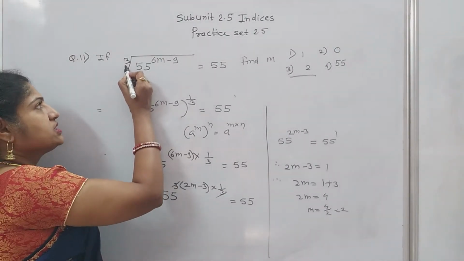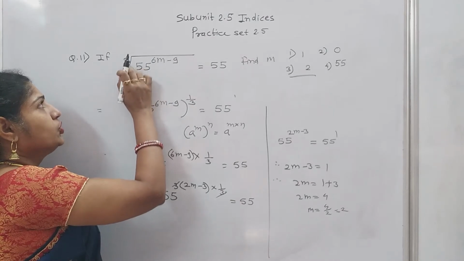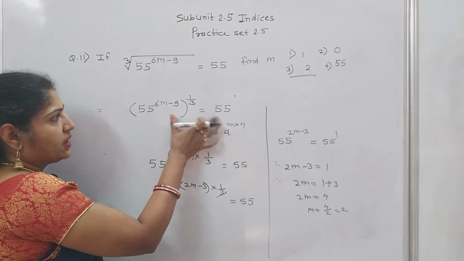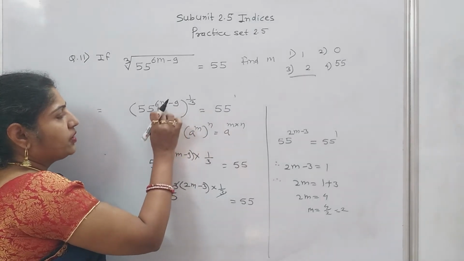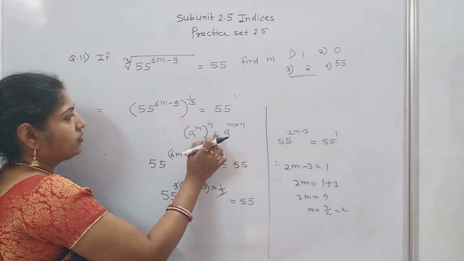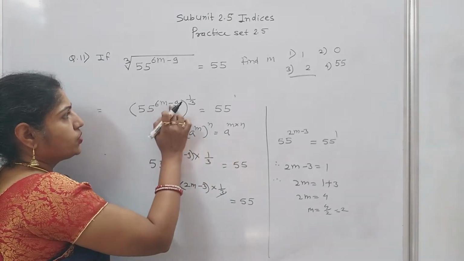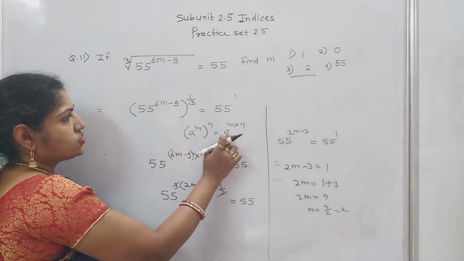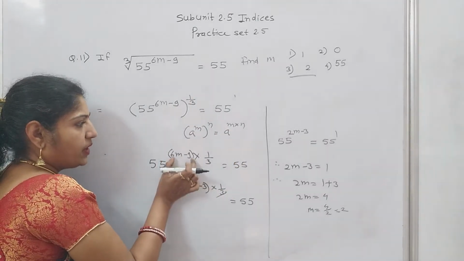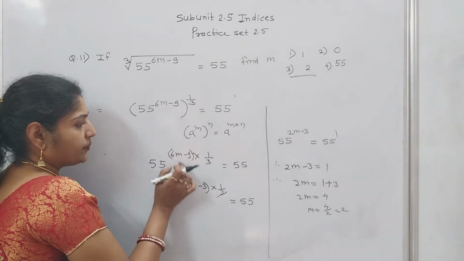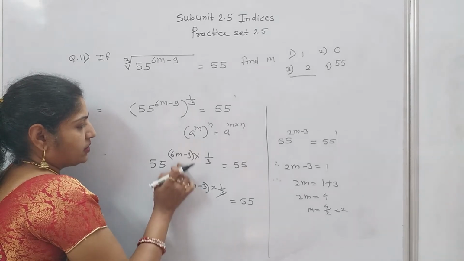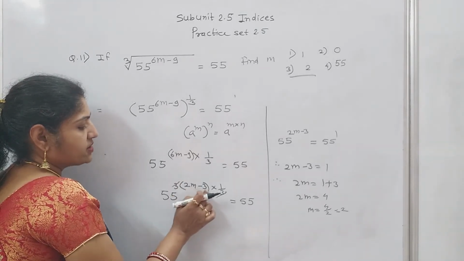First step. What is the first step? Here is the cube root. So, I write the index 1 upon 3. This is the first step. Now, I bring the 3 outside that one. I use the rule a raised to m raised to n, that is a raised to m into n. So, multiplication of these two. I bring the common 3 outside the bracket. So, in bracket there is 2m minus 3.